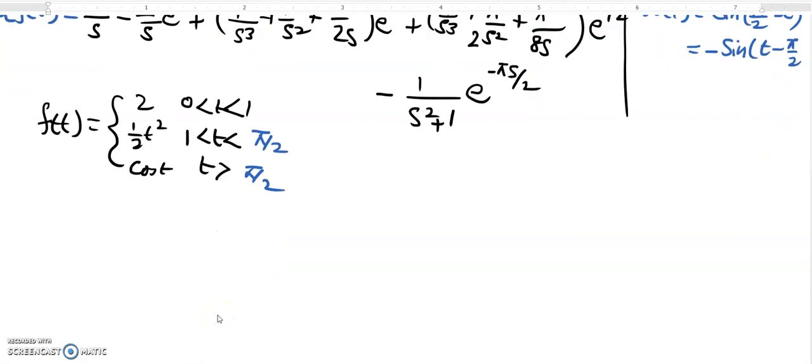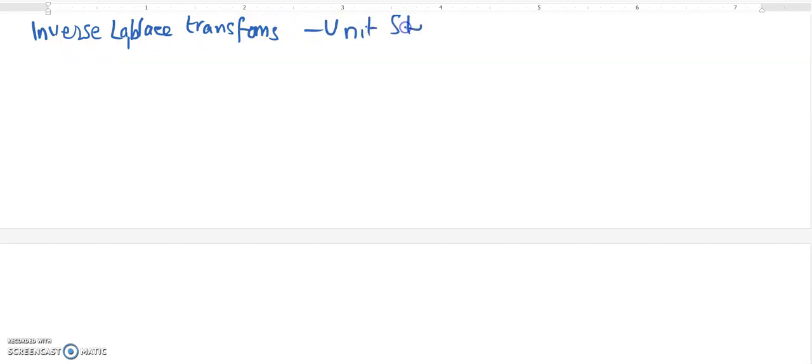So now let's look at one example for the inverse Laplace transform, which involves the unit step functions. Inverse Laplace transforms involving unit step functions.